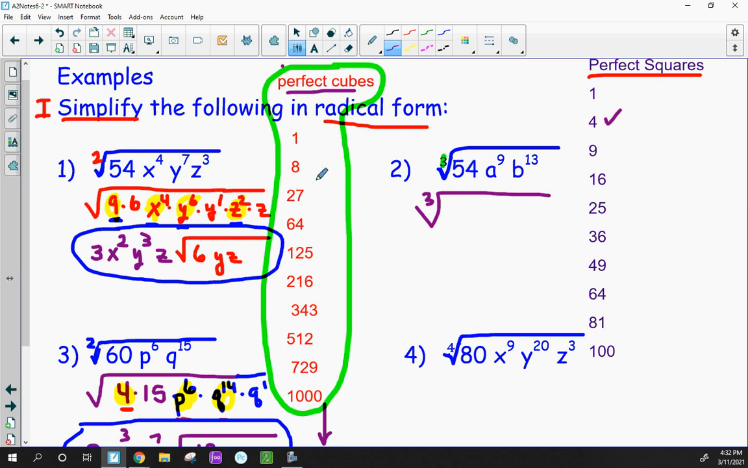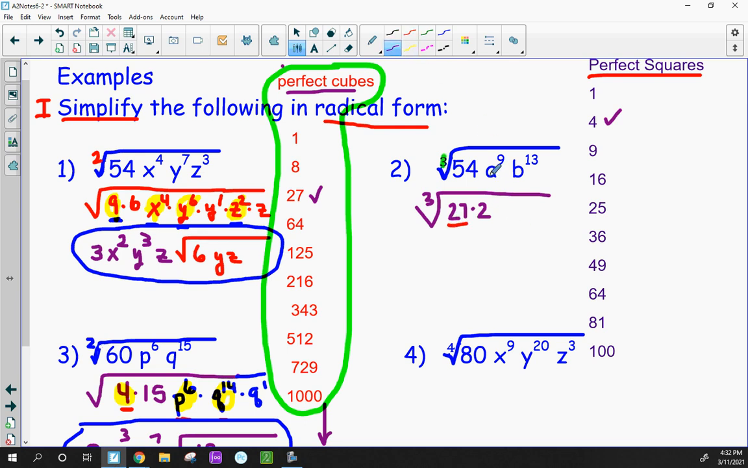You're going to divide 54 by 27. And yes, that one works nicely. 54 divided by 64, 64 is already too big. So I know 27 is the accurate perfect cube that I need to use. And I'm going to write 54 as 27 times 2. Again, underline the part that works.